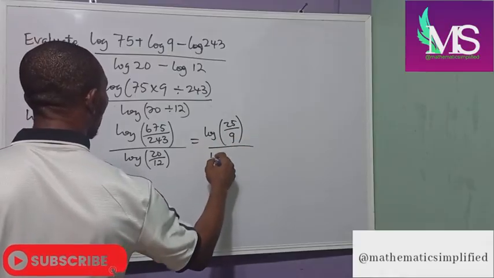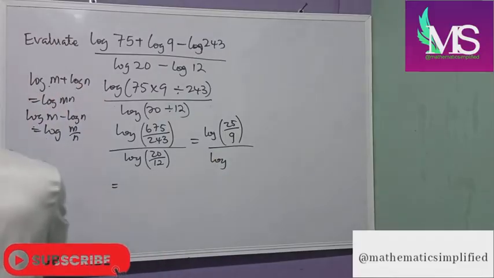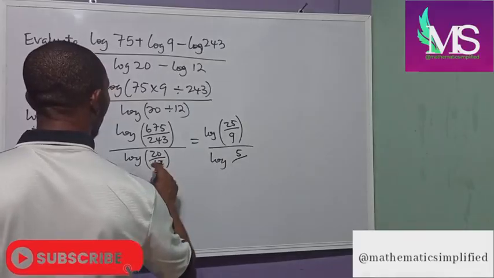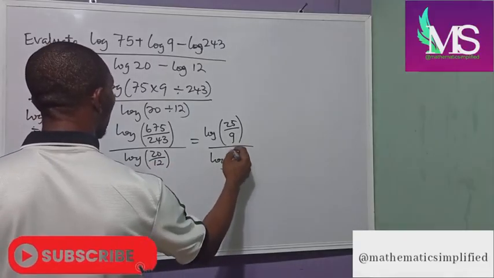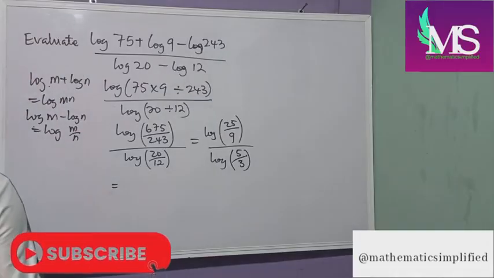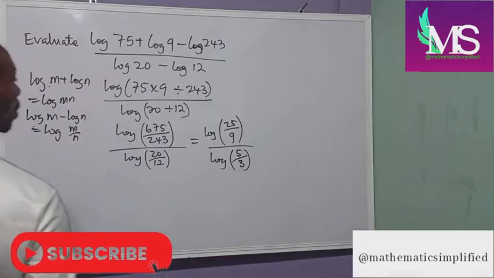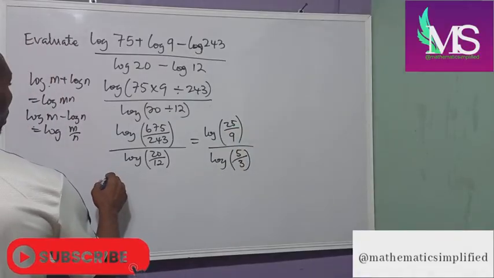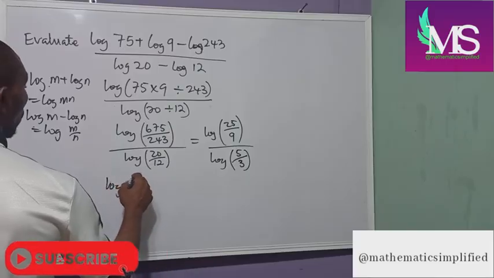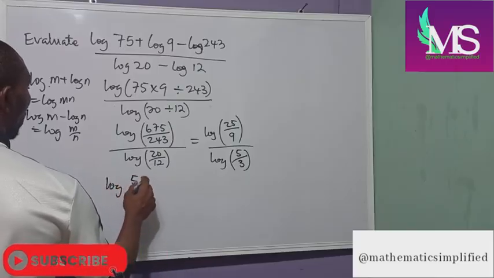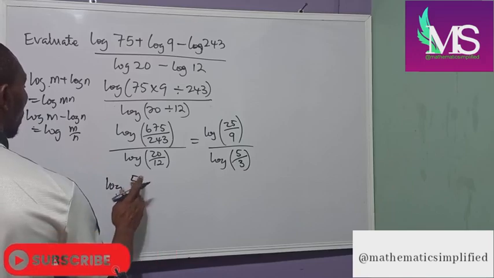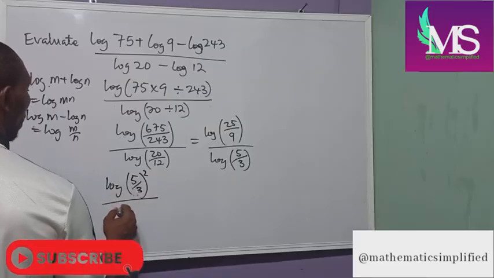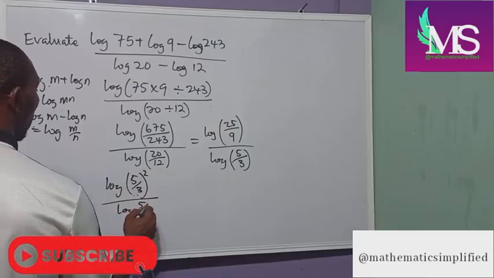Okay, all over log 4 here will give us 5. 4 here will give us 3. Alright, so now having that, we can see that these two are squares, so we can turn this to be log 5 over 3, all squared, all over log 5 over 3.